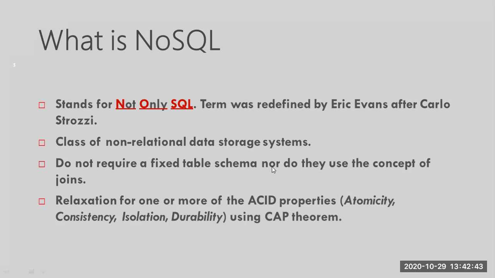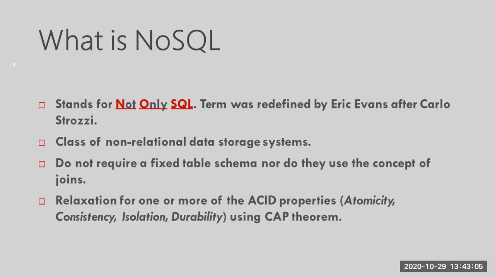But in a NoSQL, there is no such fixed table schema, and also there will be relaxation for the ACID property. ACID means what? Atomicity, consistency, isolation and durability. Any RDBMS like Oracle, MS SQL, PostgreSQL, MS Access shall follow the ACID property.